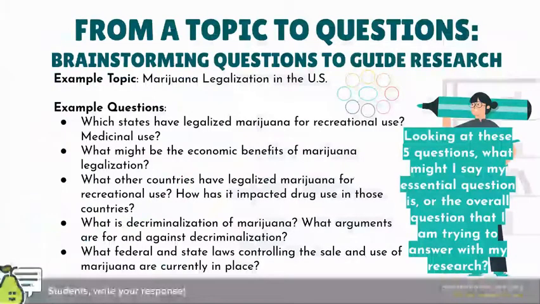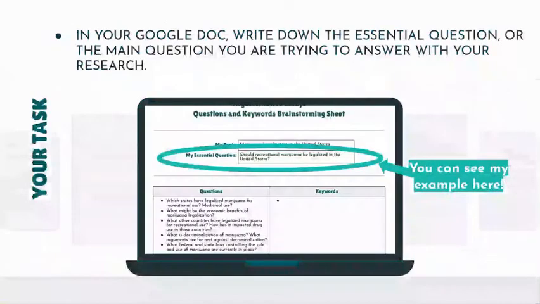So, given my topic of marijuana legalization in the US and these example brainstorming questions that I came up with, I tried to think about what my essential question might be. And I decided that my essential question was, should marijuana be legalized for recreational use in the United States? So I went back to my Google Doc and I wrote down my essential question. You can do the same for your topic.